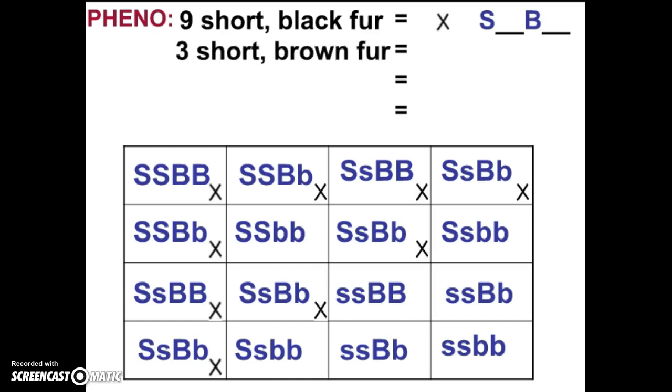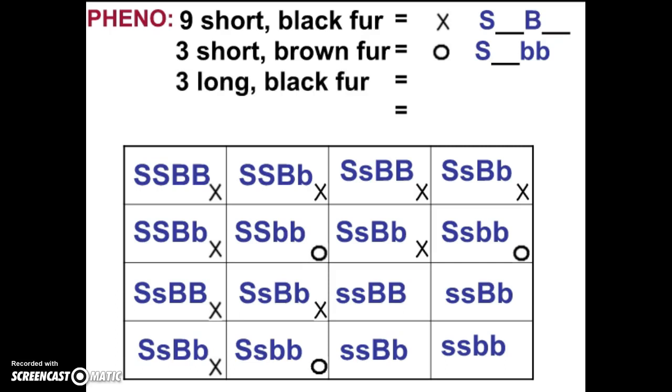The next combination, we will have organisms that have short fur, but it is brown. So we'll mark that with a circle. Short fur, again, is capital S something. Brown fur, because it's recessive, is always little b, little b. So I will look through my table and look for capital S something, little b, little b. I've got 3 of those short and brown furred bunnies.